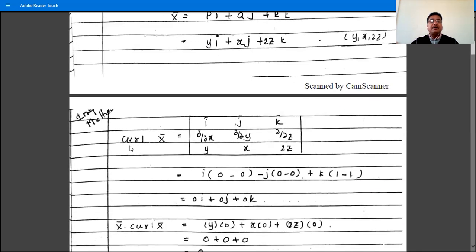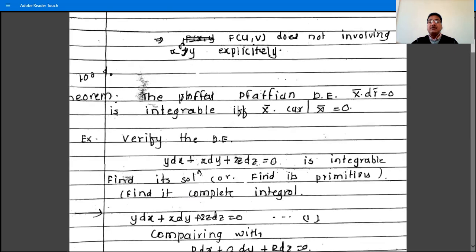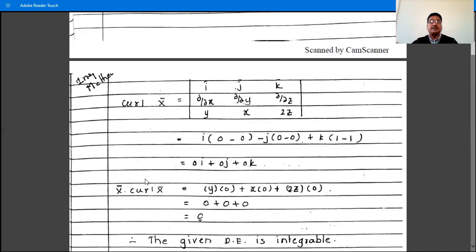Then find curl x bar. In order to check x bar dot curl x bar, first find curl x bar. Curl x bar is called del cross x bar, and it is the determinant with rows i, j, k, then del/del x, del/del y, del/del z, which are the coefficients of del. What is del? Del is del/del x i plus del/del y j plus del/del z k. It's the differential operator.